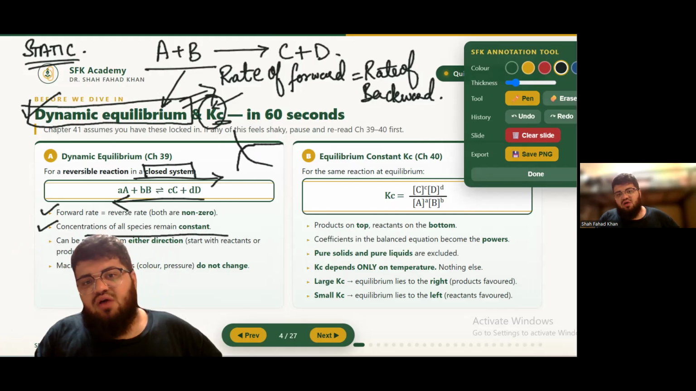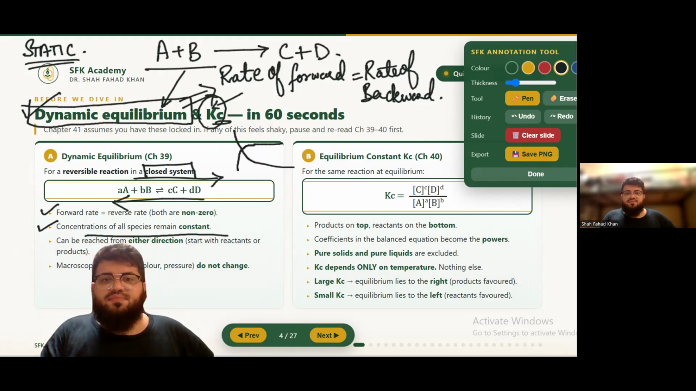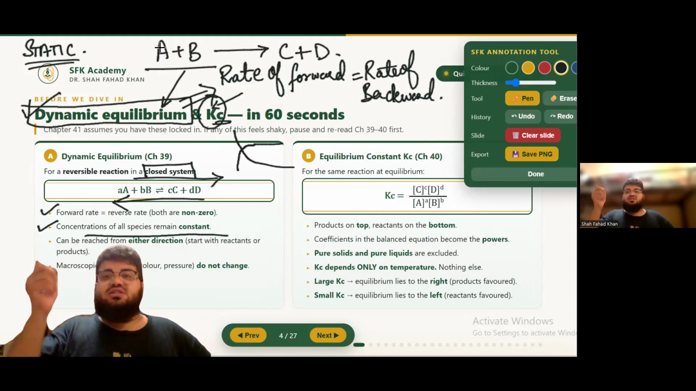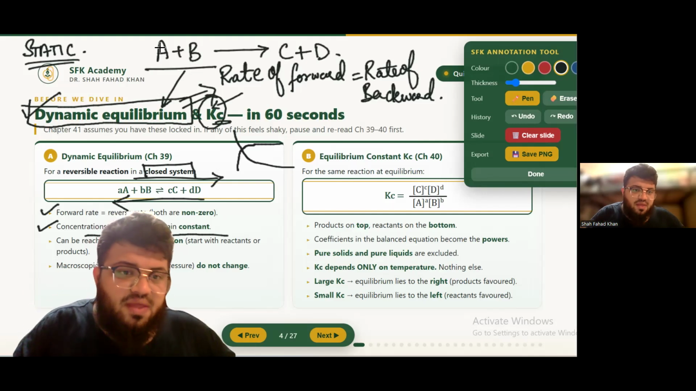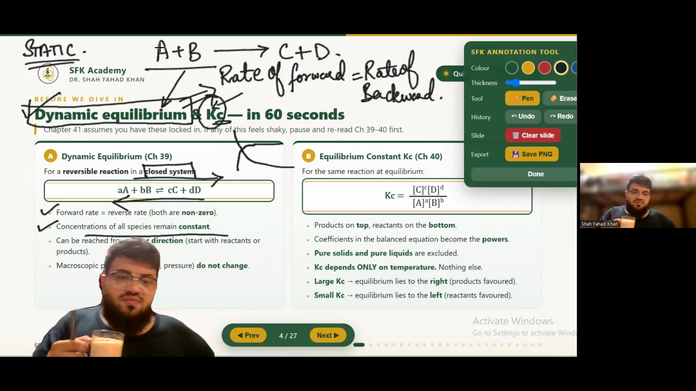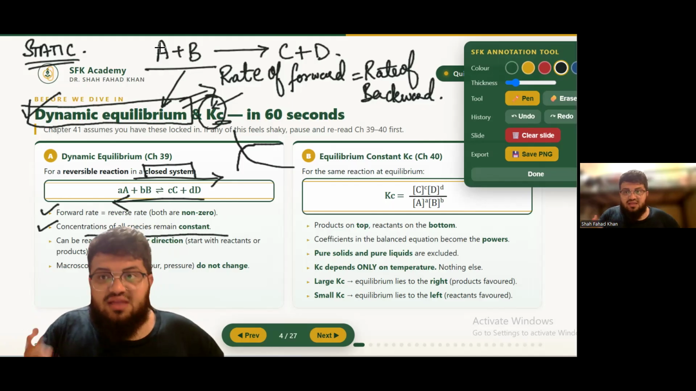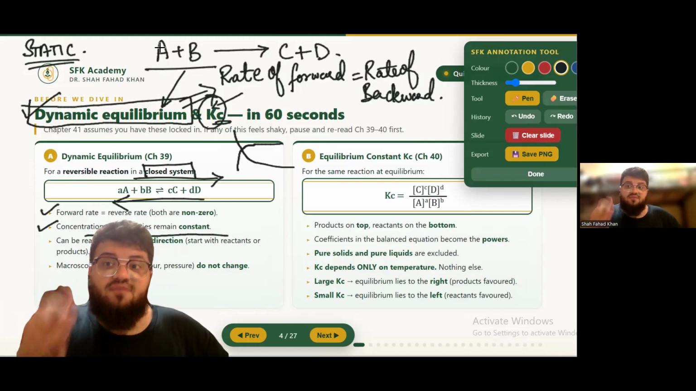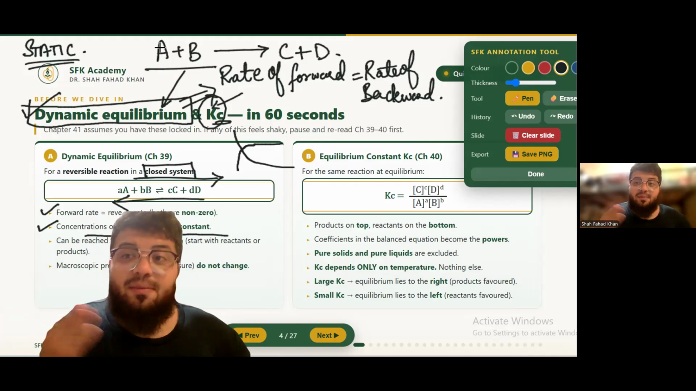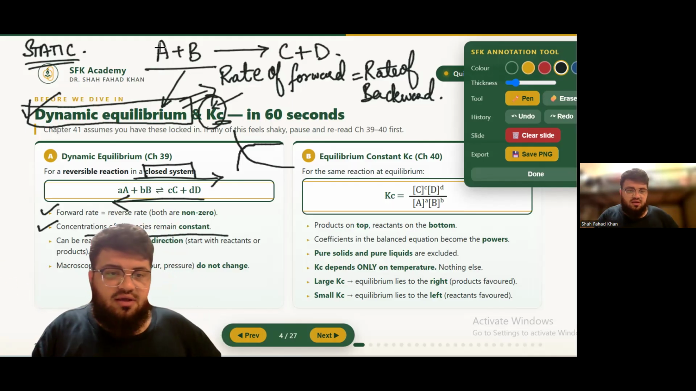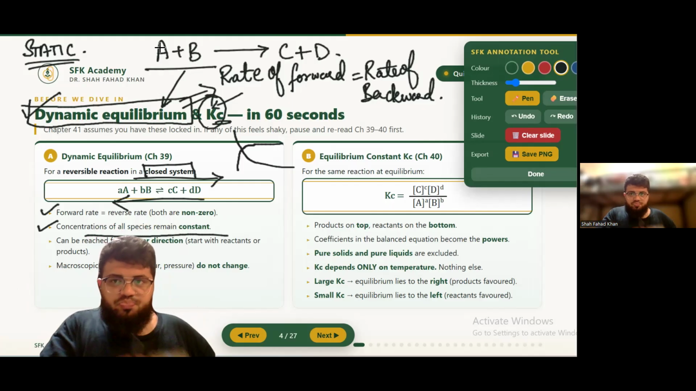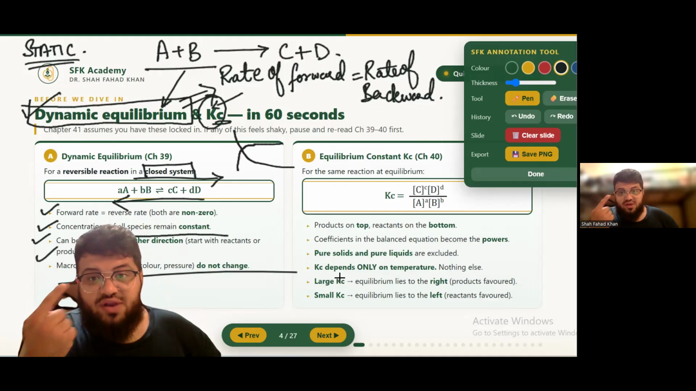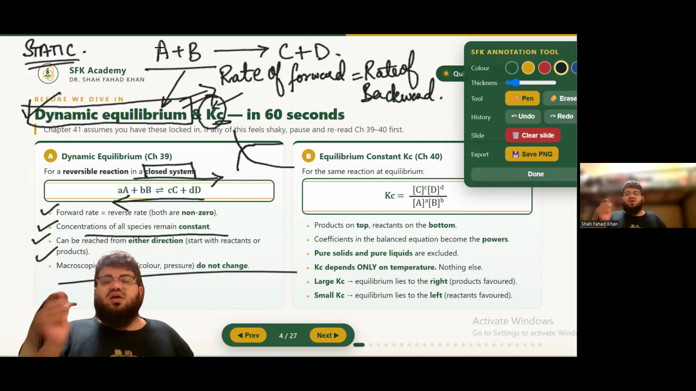Similarly, if the graph was going down, it will still go flat. The graph that is declining is the graph of reactants. The graph that is increasing is the graph of the products. Equilibrium can be reached from either direction. If you start off with the reactants, they convert into products and establish the equilibrium. Or if you start out with the products, they are going to decompose, break down back to the reactants. And the macroscopic properties do not change. Macroscopic properties are the ones that you can see with the naked eye, like the color, the pressure, etc. So they do not change.